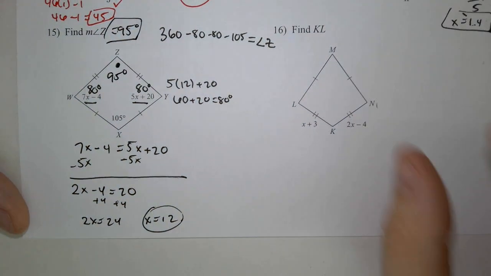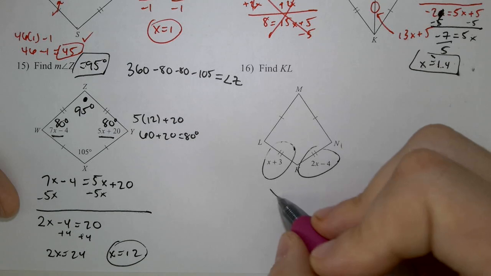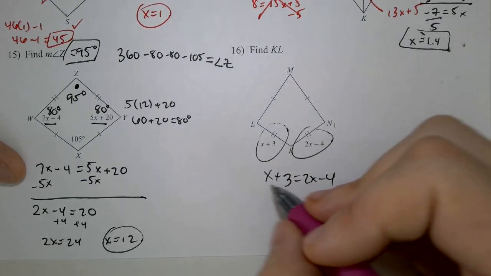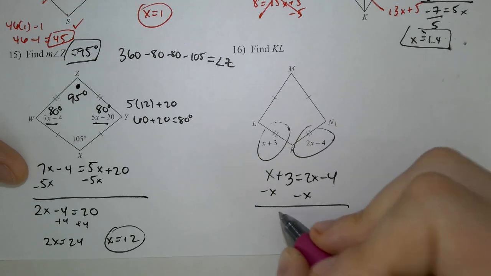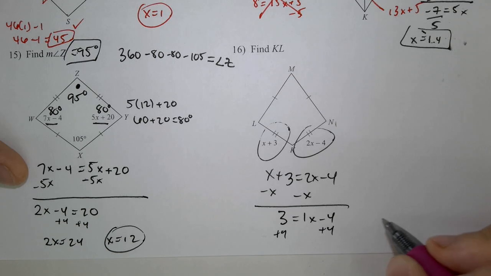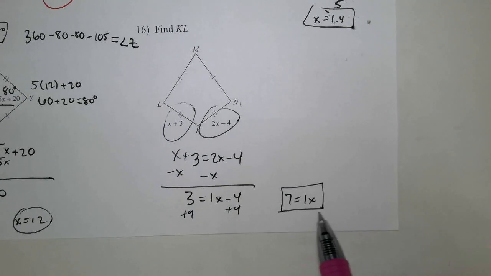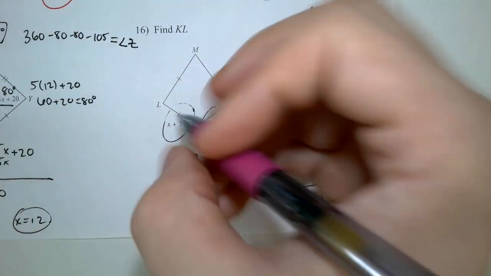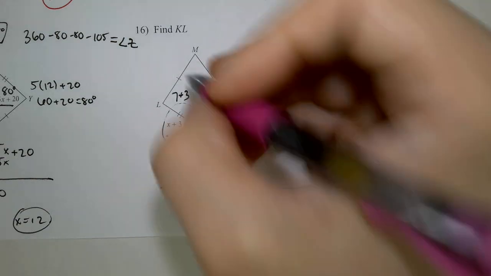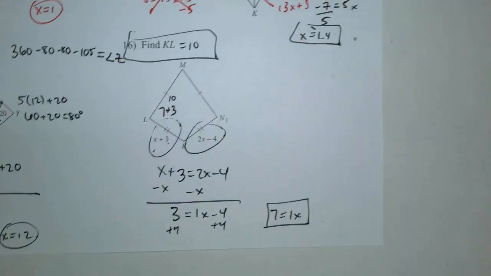Okay? The last problem. These two are equal to each other. So we just do that. X plus 3 equals 2x minus 4, an easy one to end the day off with. Subtract x, subtract x. 3 would equal 1x minus 4. Add 4, add 4. 7 would equal 1x. And now we have to find KL. K to L is right here. If we plug in 7 for x and we add 3, that's 10. So that means K to L is 10. And that's going to do it for this one.